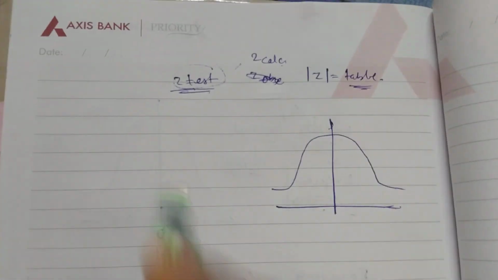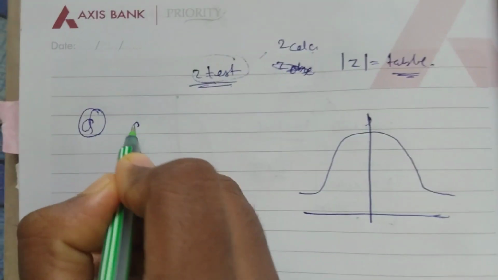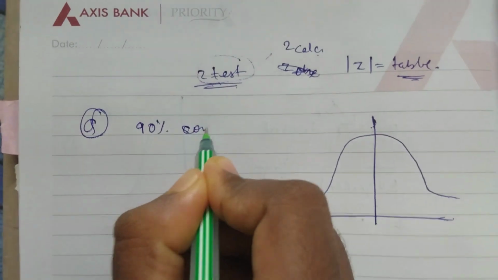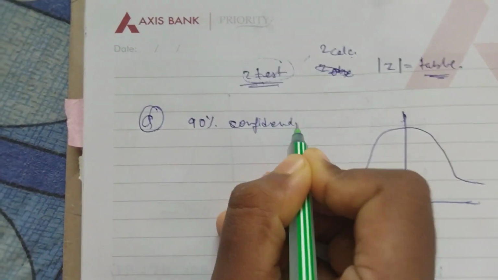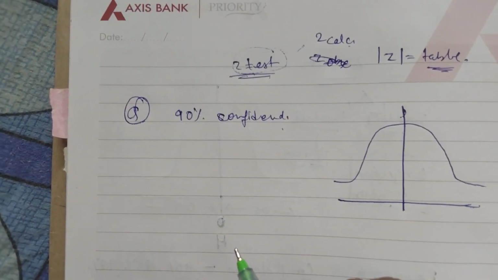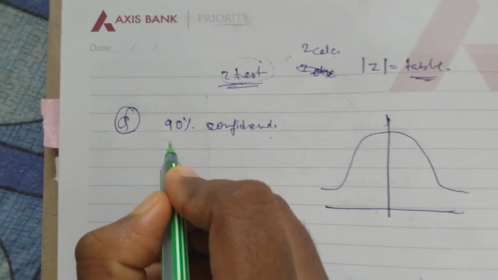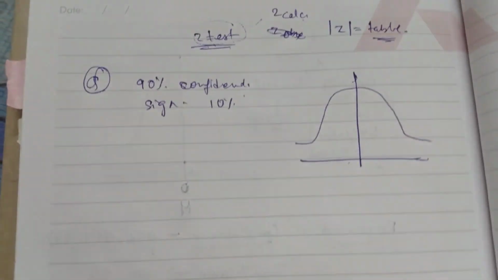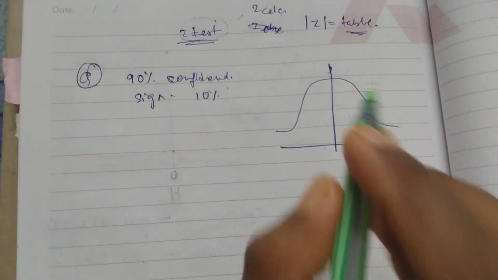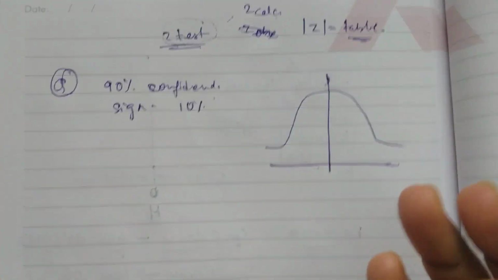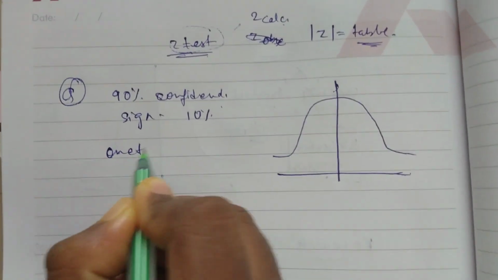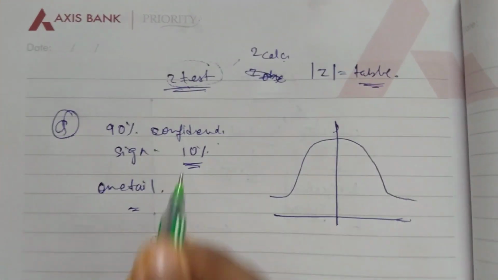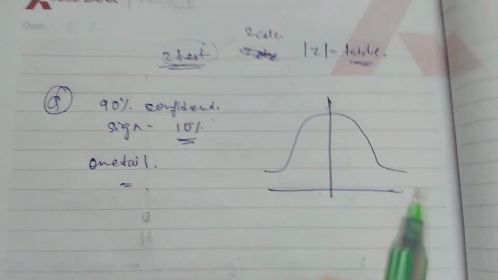So first we make this graph, and now our question is given that the confidence level is 90%. So what is the significance level here? Then the significance level will be 10%. I will take both things, one tail and two tail. So first we are taking one tail. In one tail the significance level is 10%. So either it can be the right side or the left side.